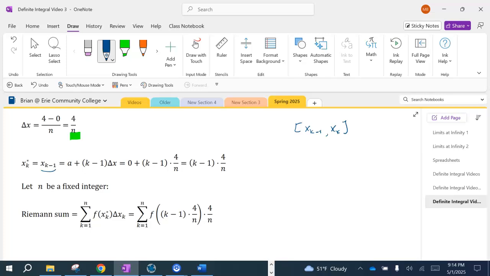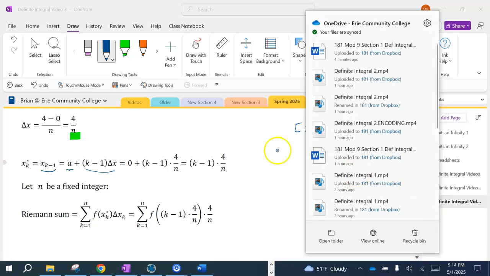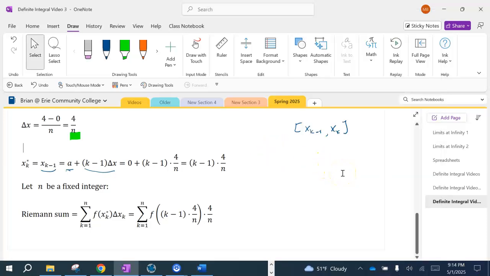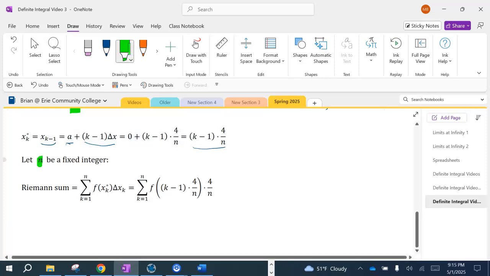So we're taking x sub k minus 1, and that's just the left endpoint a plus k minus 1 steps of size delta x. Now, a is 0, so we just put in 0. Delta x is 4 over n. So we just get 0 plus k minus 1 times 4 over n. So we just get this value right here: k minus 1 in parentheses times 4 over n. Now, we're going to consider n to be a fixed integer. We're going to drive that limit to infinity eventually, but for now let's write out what the Riemann sum is for n subintervals.